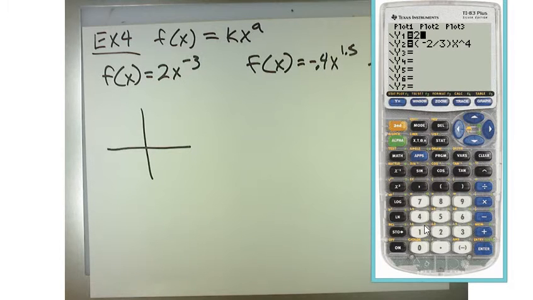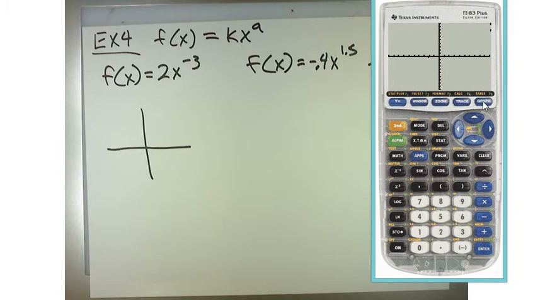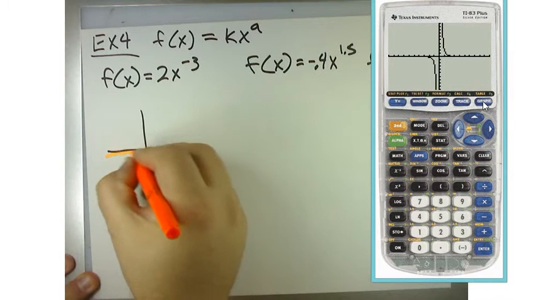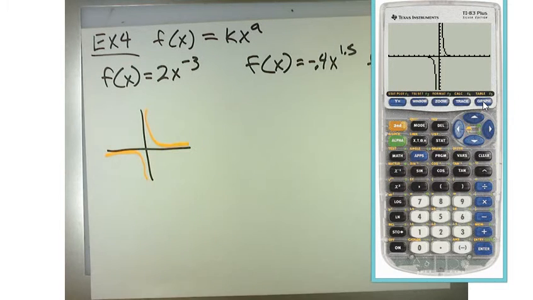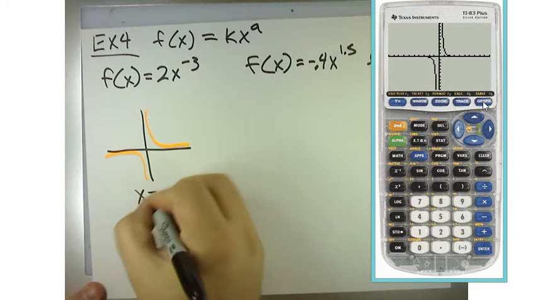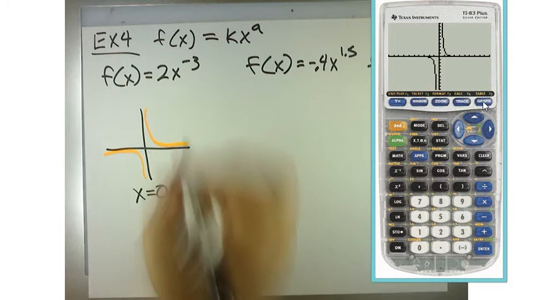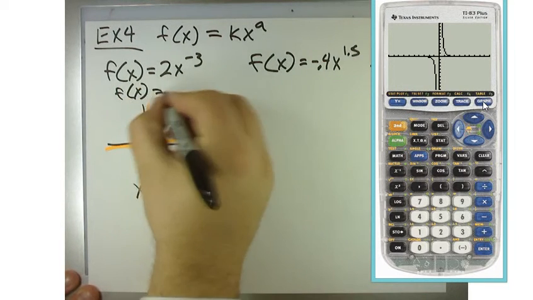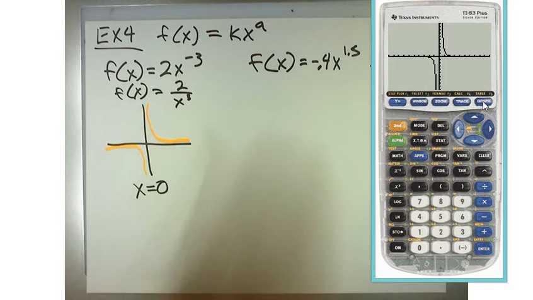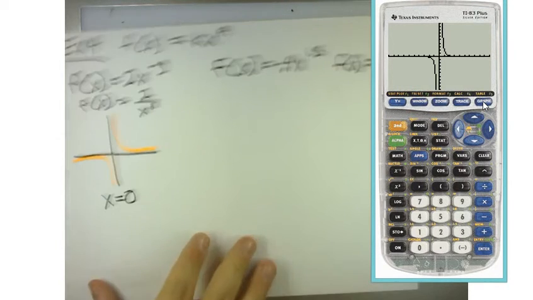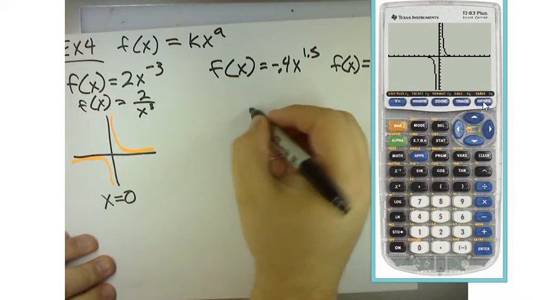So we're going to say 2x raised to the negative 3. Let's clear that out. So I graph it. Okay, now I got something like this, but notice it doesn't cross 0. In other words, x will not equal 0, because really f of x is equal to 2 over x to the 3rd. You guys know that? Alright, now let's do the next one. I'm going to graph the second one.